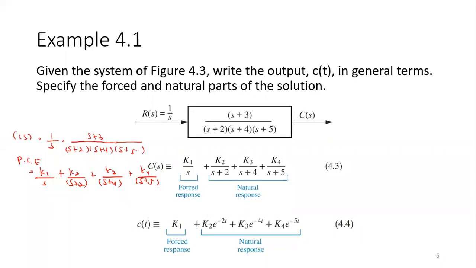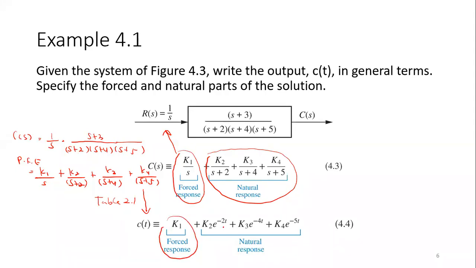Okay, so this one is the force response, which is due to the input. The input is given to force the system to go to the desired point that we want. So this is the natural response. When we have it in this form and transform it into the time domain using table 2.1, we will get K1, which is the force response amplitude, and also the response of the combination of the natural response in this case.